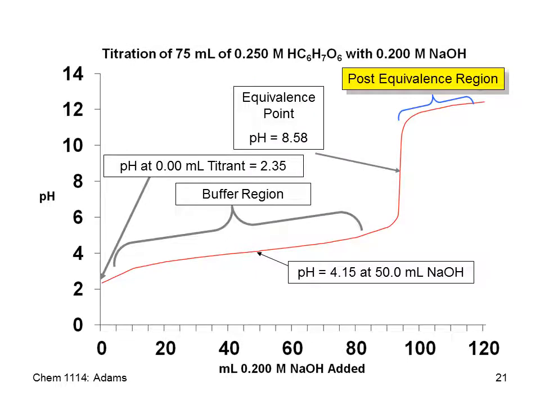Next, we're going to talk about the post-equivalence region. At this point, there is no acid present whatsoever. It's all been reacted. All that is in solution is the salt and the strong base. And the presence of that strong base is now going to give us the pH.